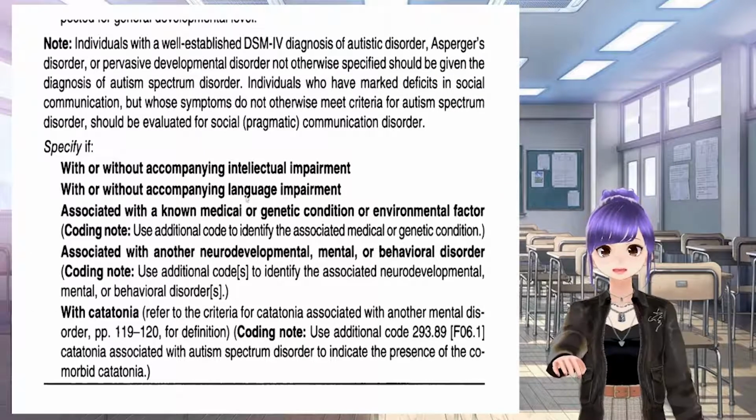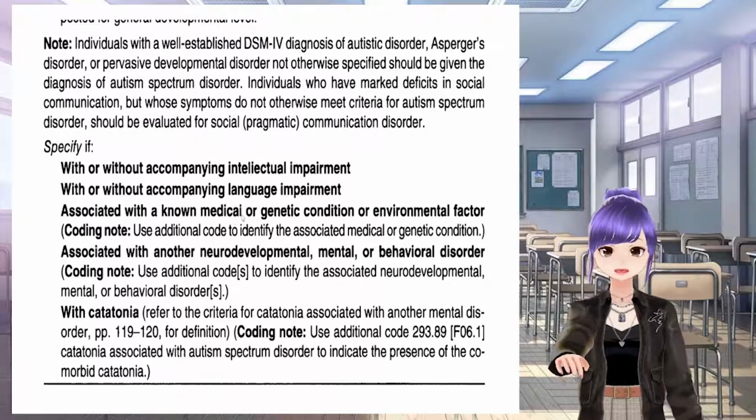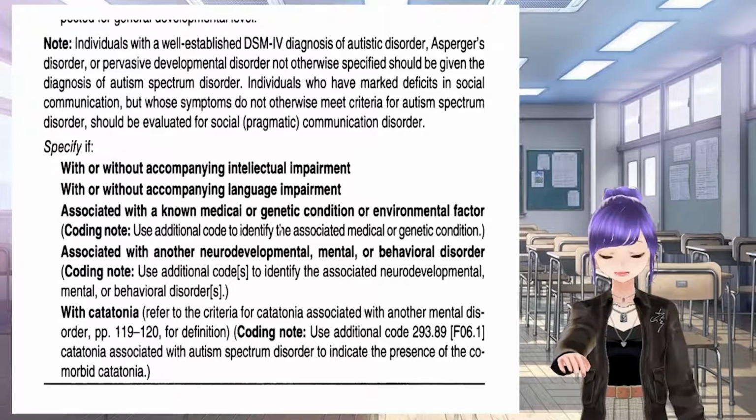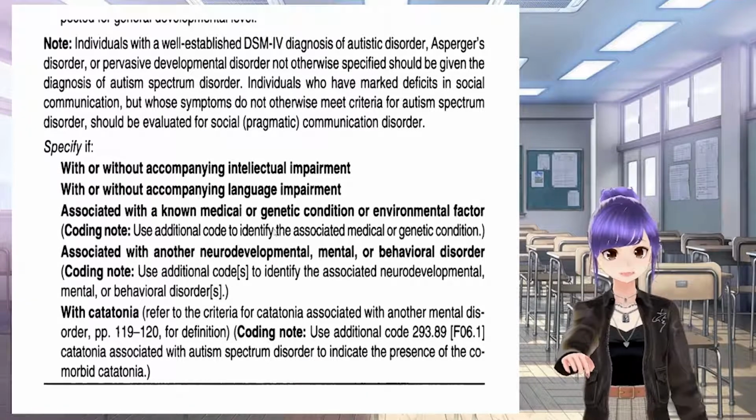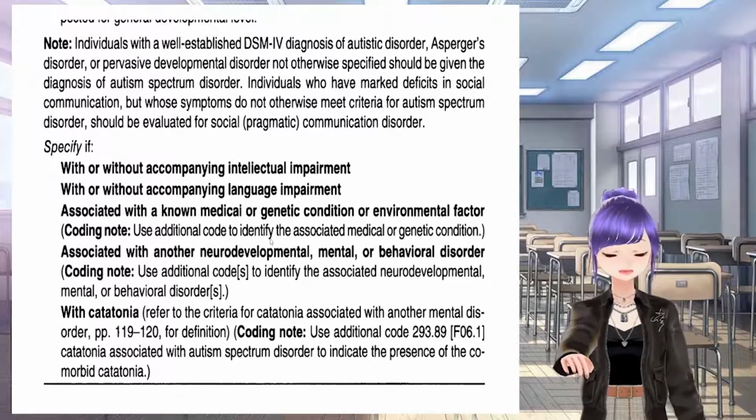So, in here, we have specifiers. With or without accompanying intellectual impairment, with or without accompanying language impairment, associated with a known medical or genetic condition or environmental factor, associated with another neurodevelopmental, mental, or behavior disorder, and with catatonia.